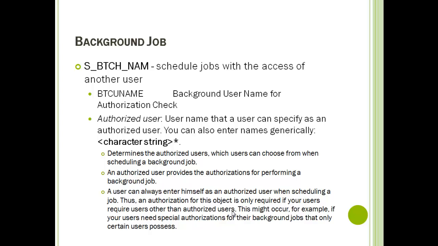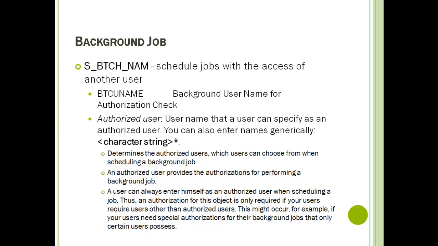So what we do is, if you go to SM36, you can specify which user's authorization needs to be used to run this specific background job. That you can specify for a different user. So that user's authorization will be used to run this specific background job. Generally when you schedule a background job, it runs under your user, using your own user. But in special conditions, when you want to use somebody else's user ID, then you can use it.